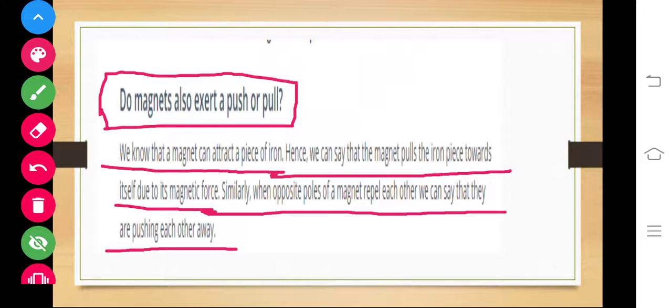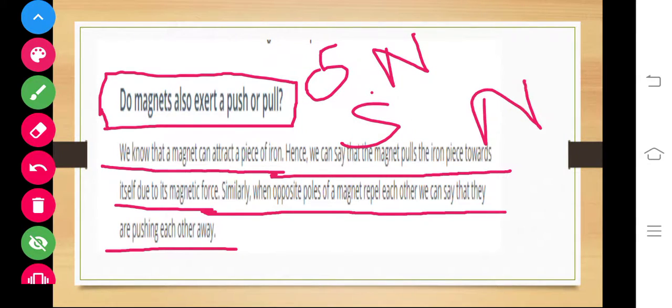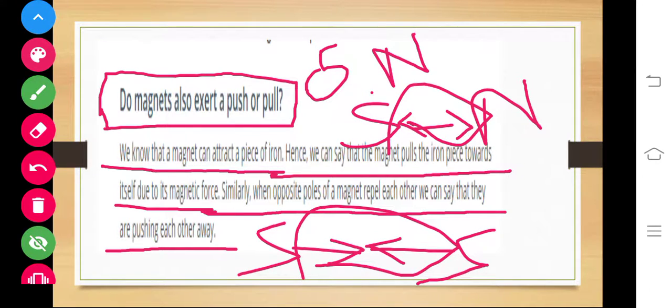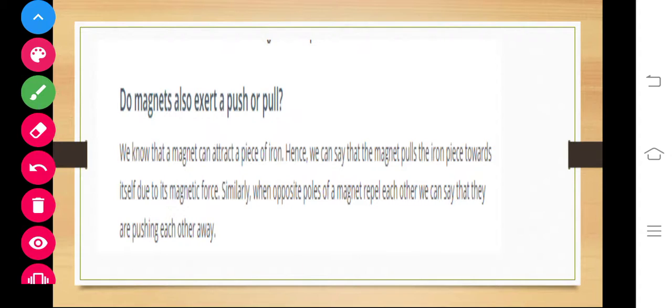For example, we have studied that there are two poles, north and south. If the poles are different, one south pole and one north pole, they will attract each other. And if the poles are alike, they will repel each other. Do you get that? I have drawn different arrows. You can understand whatever I am saying.